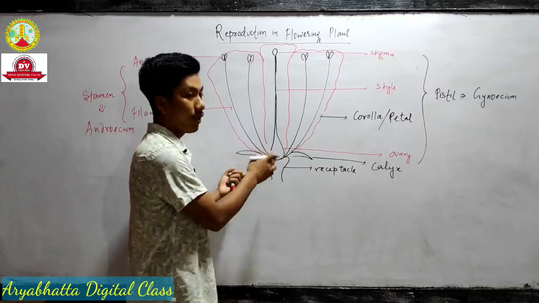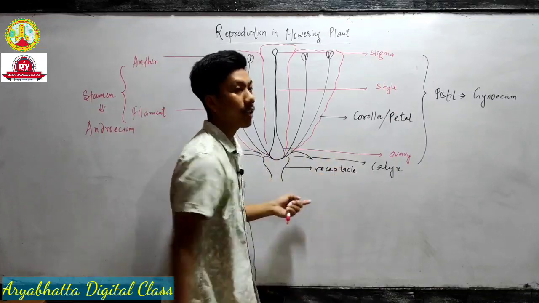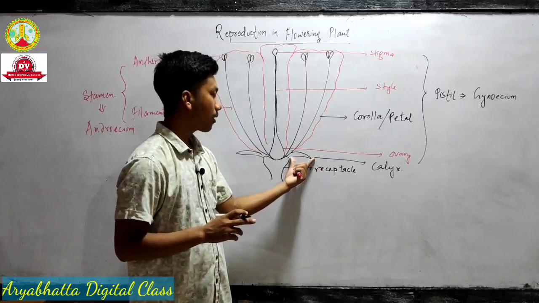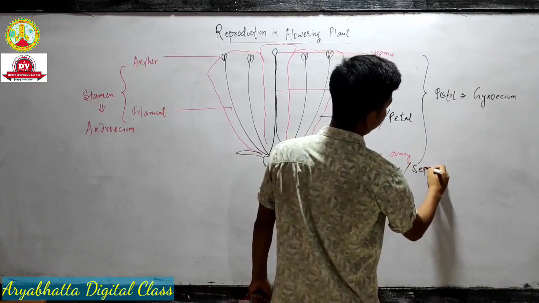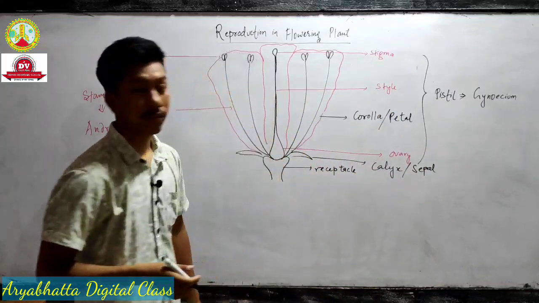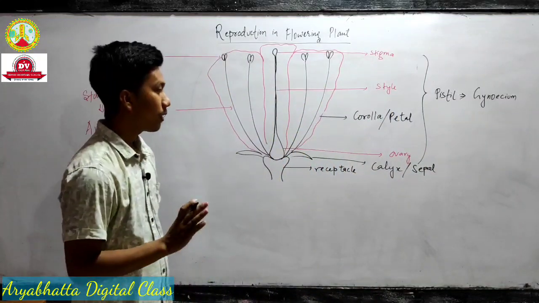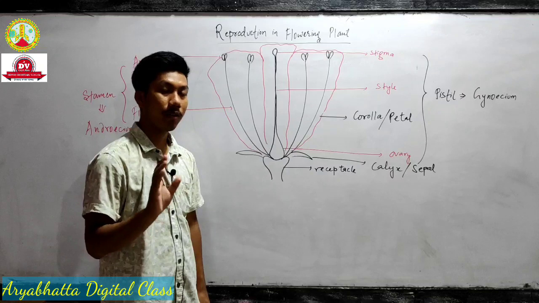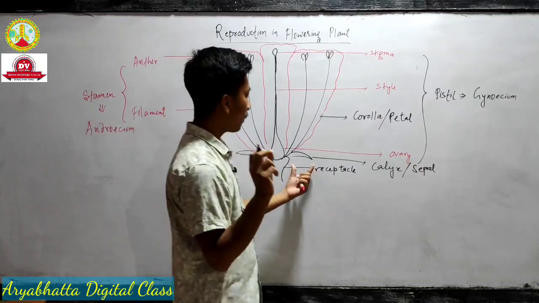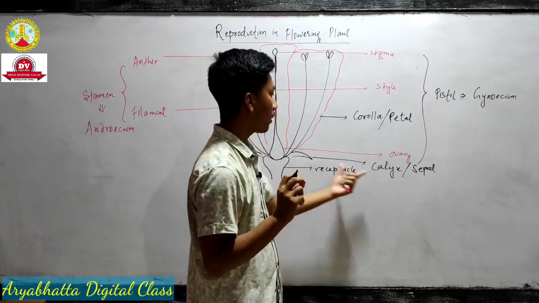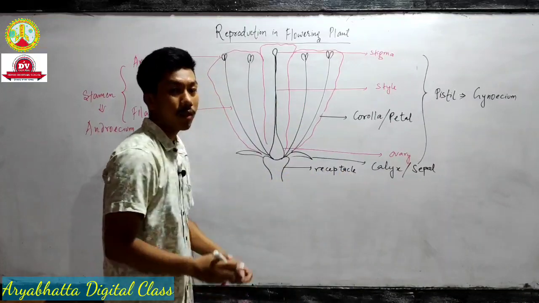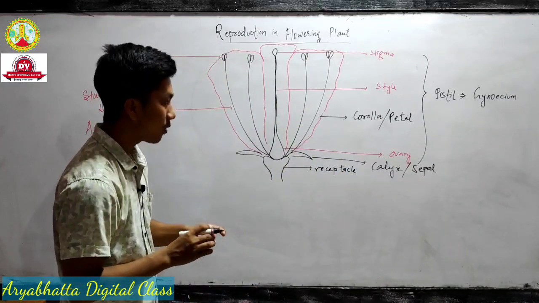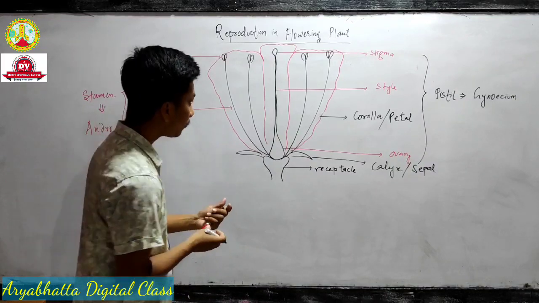Here I have drawn 2. If I consider those 2, we call it a calyx. If I consider one structure only, we call it a sepal. So don't get confused here. Calyx and sepal are the same thing, but if I consider one specific part, we call it a sepal. Together we call it a calyx. So this is the overall structure of a typical angiospermic flower.